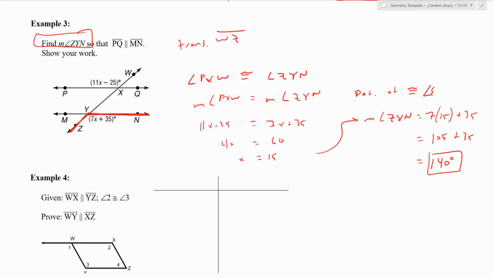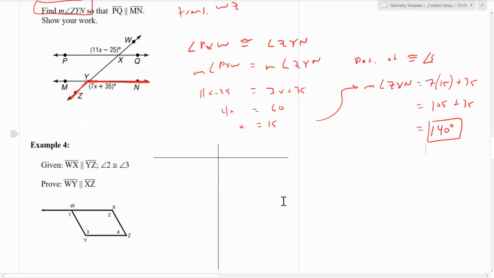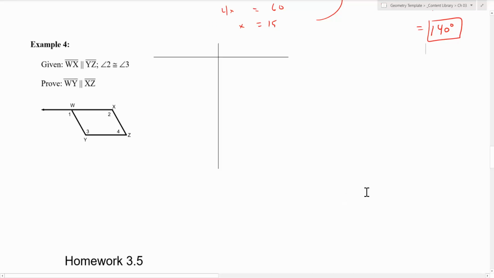Okay. Let's move on, guys. Woo! It's a big one. Okay. All right, guys. You ready for this one? This one's a real doozy.